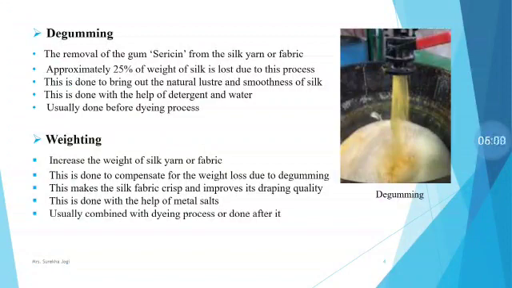Weighting of silk is considered undesirable in countries like Japan and India. It is carried out only for low quality silk in India, and this low quality silk is called Kora silk. So, the main aim of the weighting process is to gain the weight which is lost in the degumming process and to lower the cost of the weight.